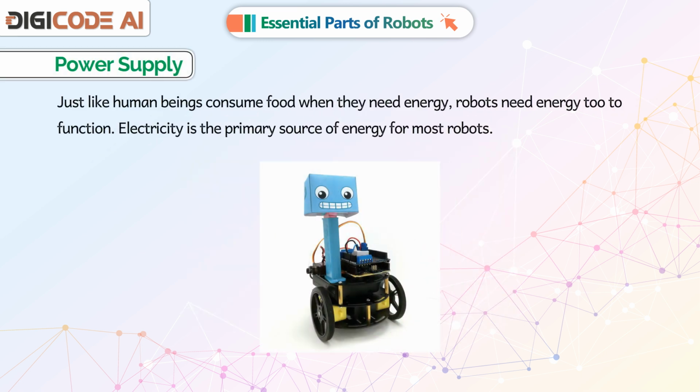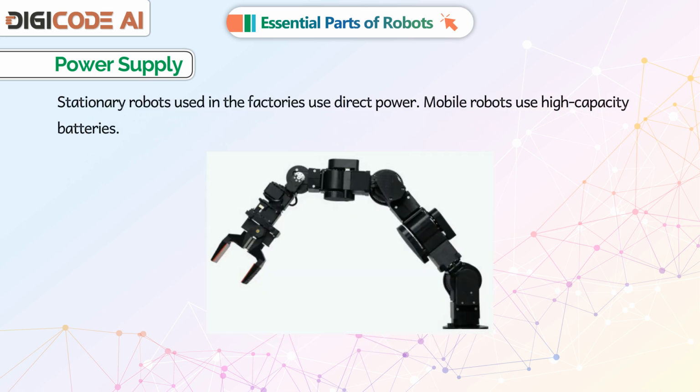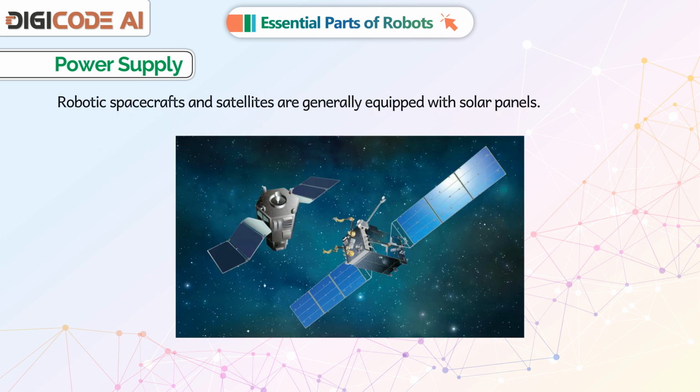Power supply. Just like human beings consume food when they need energy, robots need energy too to function. Electricity is the primary source of energy for most robots. Stationary robots used in factories use direct power. Mobile robots use high-capacity batteries. Robotic spacecraft and satellites are generally equipped with solar panels.